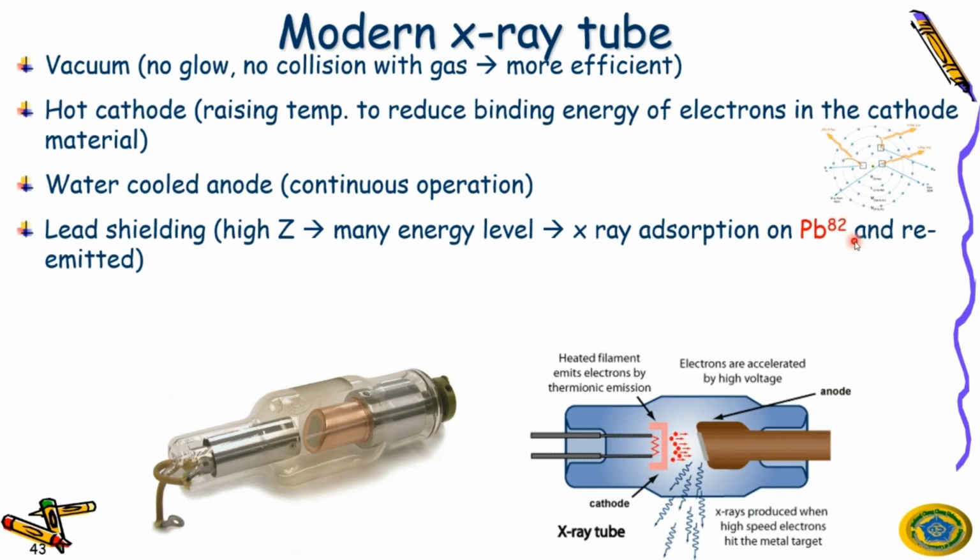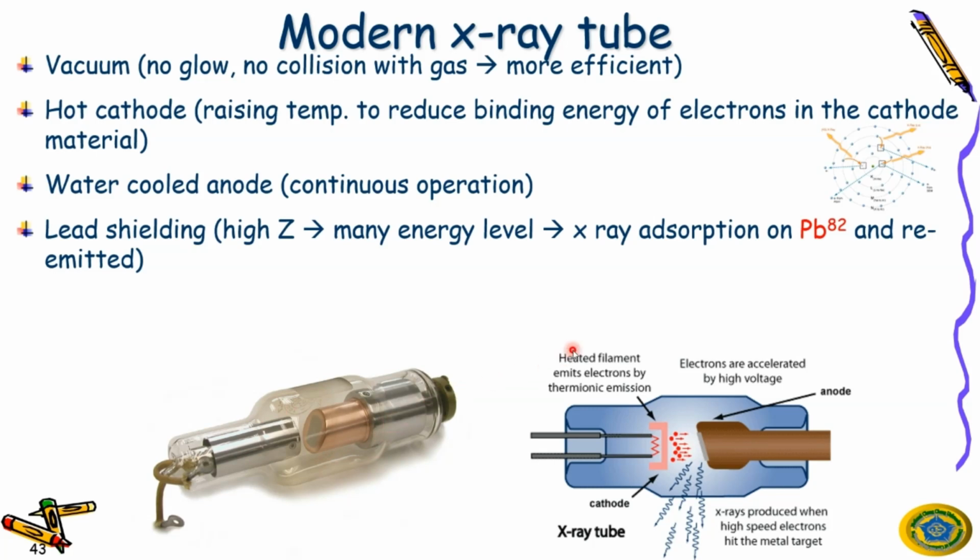And once X-rays are re-emitted, that means what? It's not X-ray anymore. It can be visible light, or it can be heat, right? Infrared, or very low energy, which is not harmful for human beings. So you need a lid to block the place where you don't want X-rays to come out.